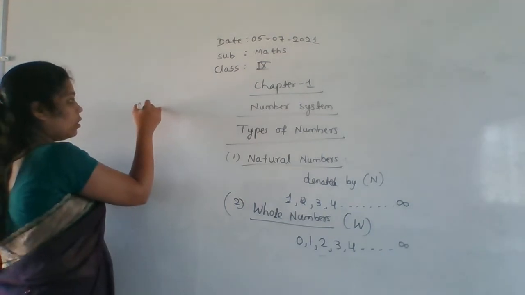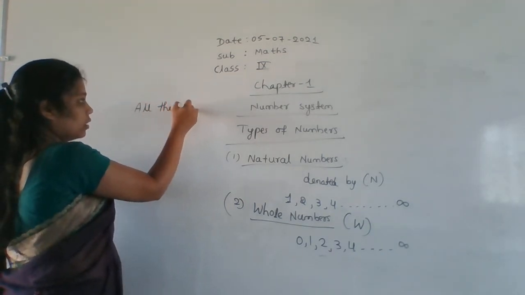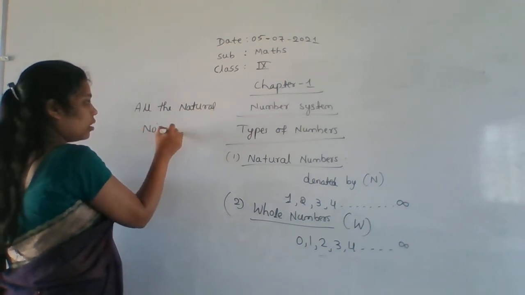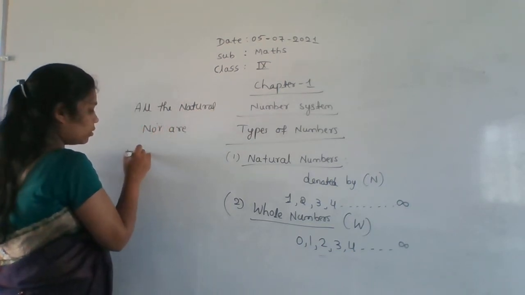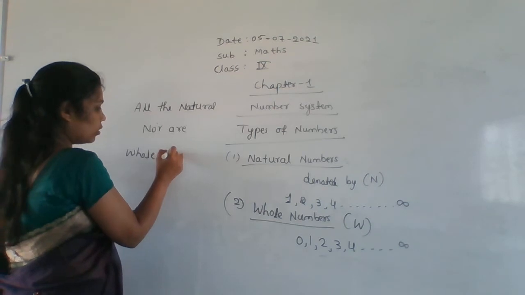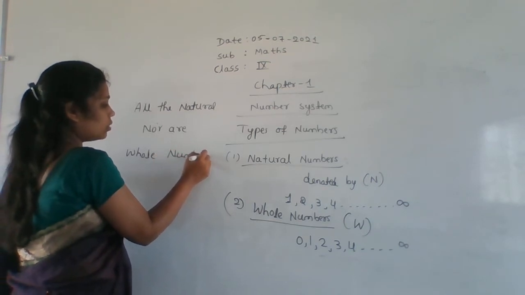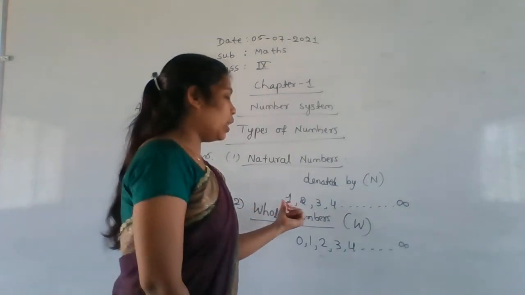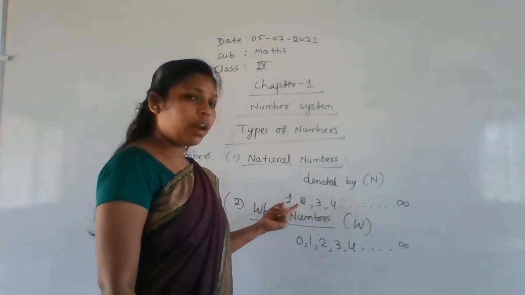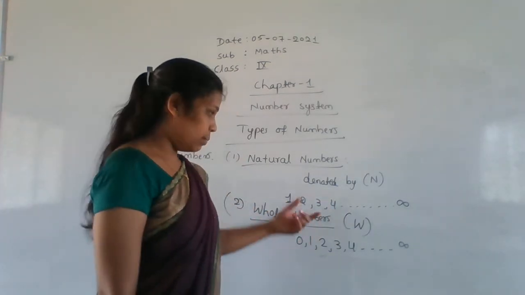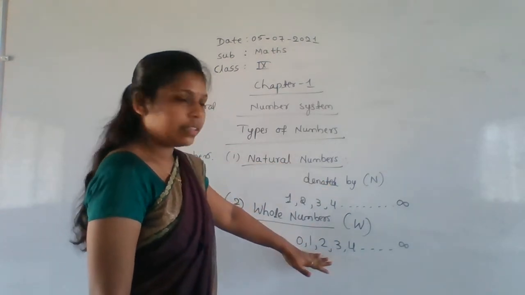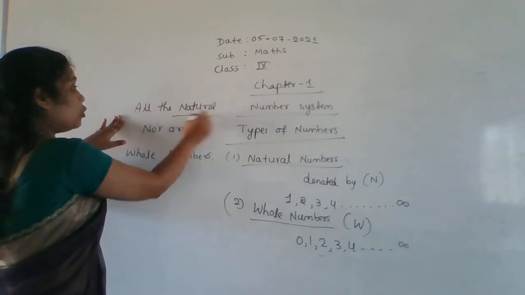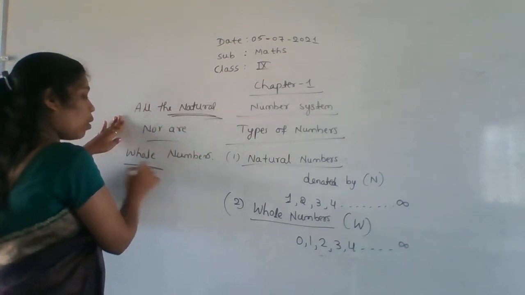See, all the natural numbers are whole numbers. True, right? Yes, because see here, all the natural numbers start with 1 only: 1, 2, 3, 4. These are all whole numbers, because these are all included in the whole numbers. Right? So we can say here all the natural numbers are whole numbers.